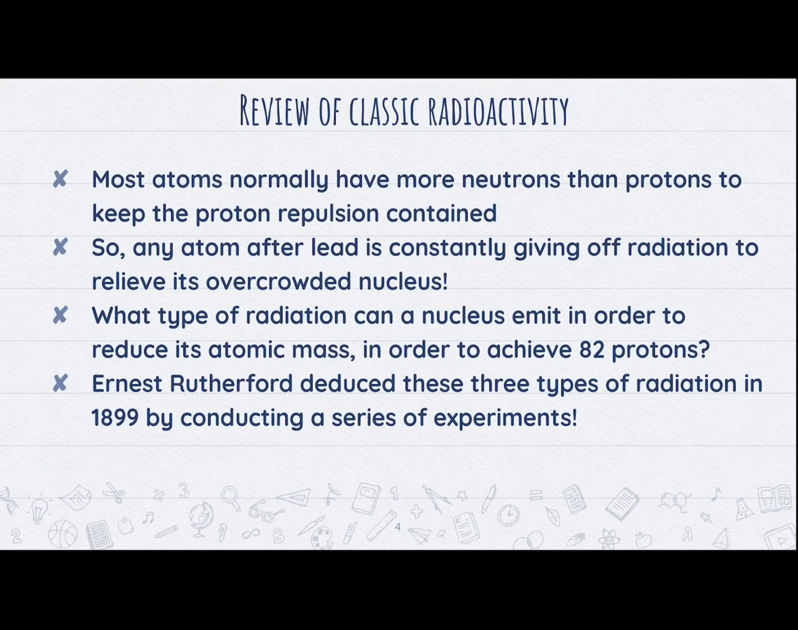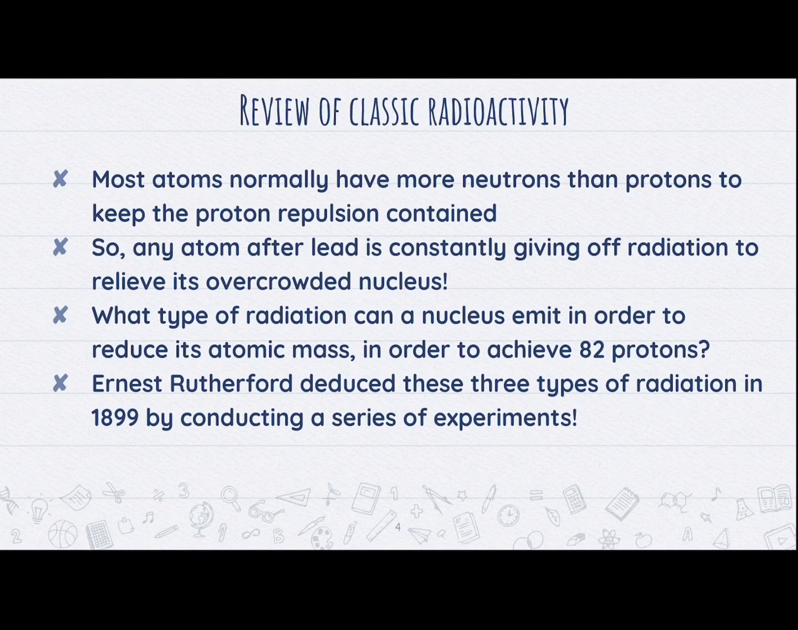Most atoms normally have more neutrons than protons so that the proton repulsion is contained and there's not just protons shooting off. So any atom after lead is constantly giving off radiation to relieve that overcrowded nucleus. What type of radiation can a nucleus emit in order to reduce its atomic mass or achieve 82 protons? This is when Ernest Rutherford comes in.